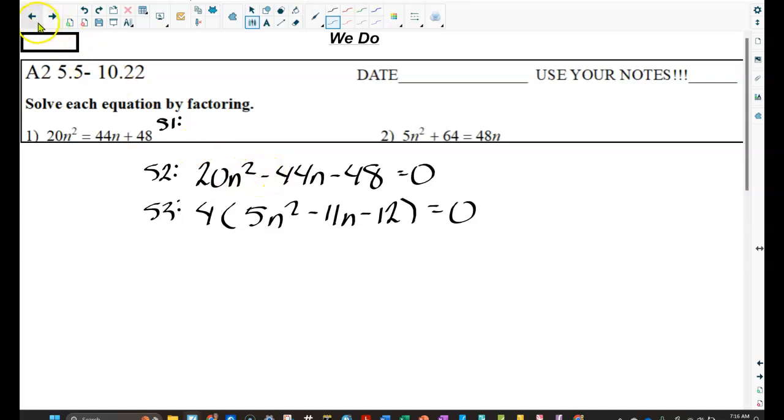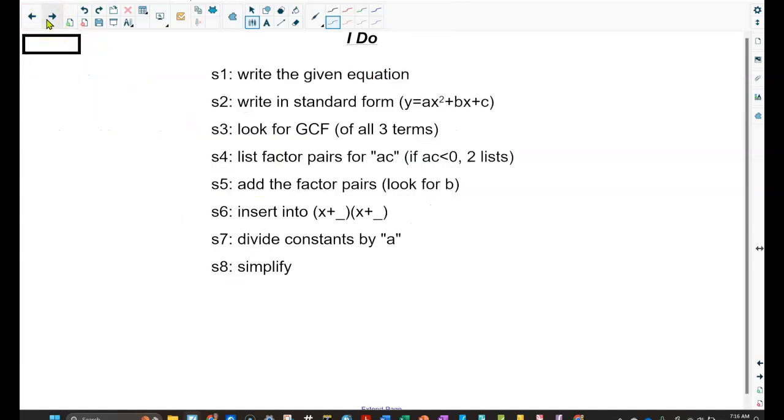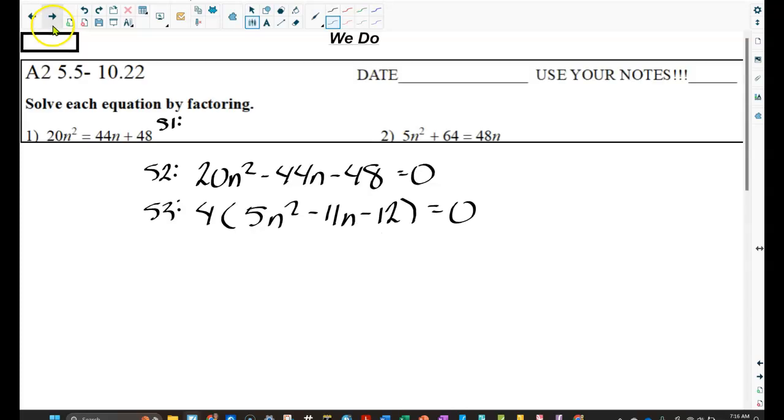All right, so next is step 4, list the factor pairs for AC being multiplied. If AC is negative, you're gonna have 2 lists. So ours has that. At this point, this is A, B, and C. We don't have to talk too much about that. We've just covered that. So step 4, A and C, this product is negative 60.